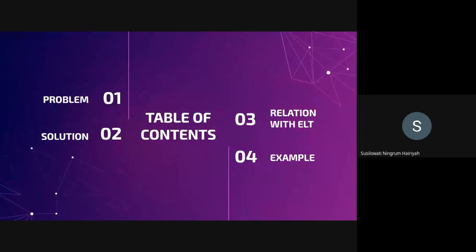So this is the table of contents. Number 1 is problems, number 2 is solution, number 3 is relation with ELT, and number 4 is example. So let's see the introduction.